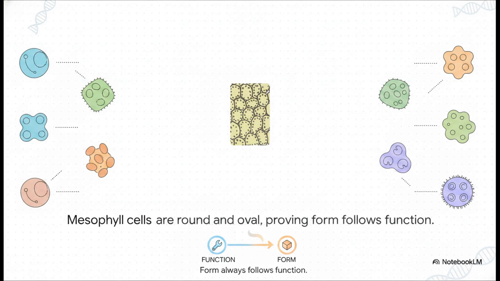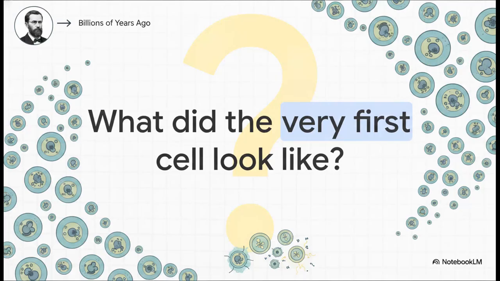They are perfectly round and oval. Why? So they can easily pack full of light-absorbing chloroplasts while leaving small air spaces between them to absorb carbon dioxide super efficiently for photosynthesis. The big takeaway here is that a cell's shape is never just random. It is directly, physically tied to the specific function that the cell performs. Form always follows function.